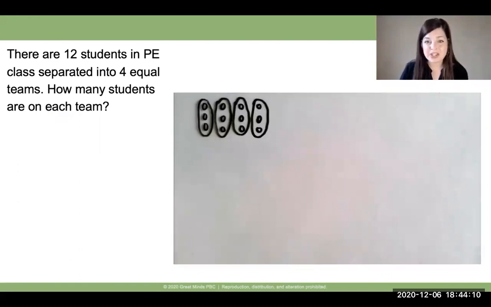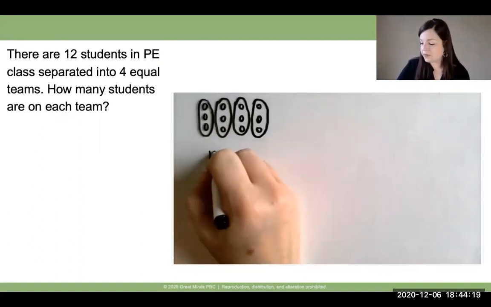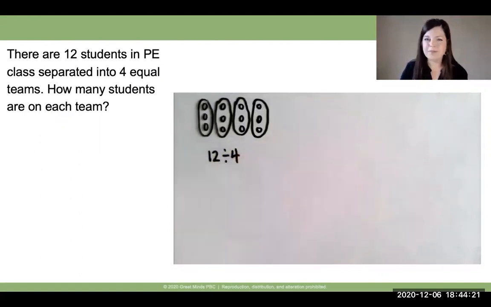Now tell me a division expression to represent the story. Remember, a division expression doesn't have an equal sign. 12 divided by 4. And what's the quotient? The quotient is 3.